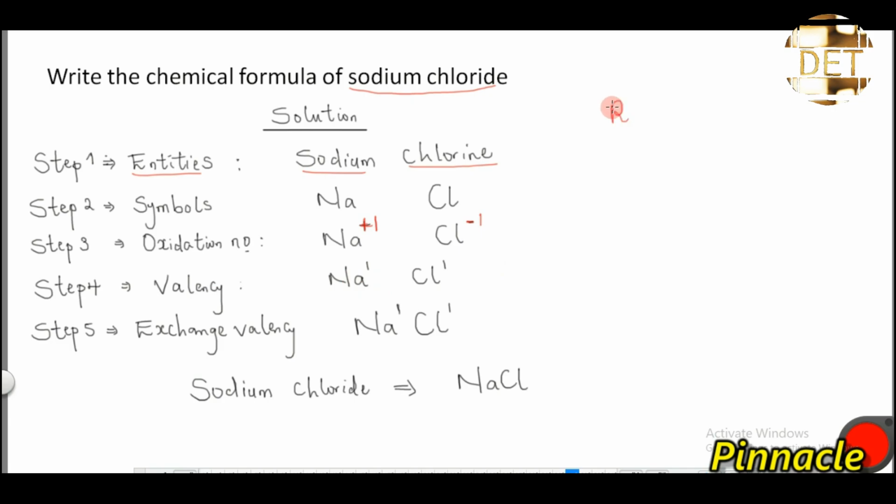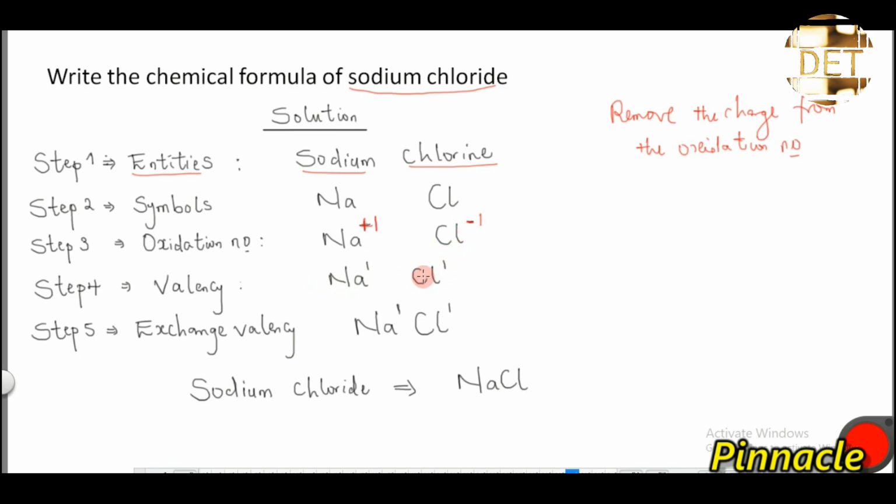So when you remove the charge from the oxidation number, that becomes your valency. If I remove the charge from this oxidation number, I will have 1. So the valency of sodium is 1 and the valency of chlorine is what? 1.